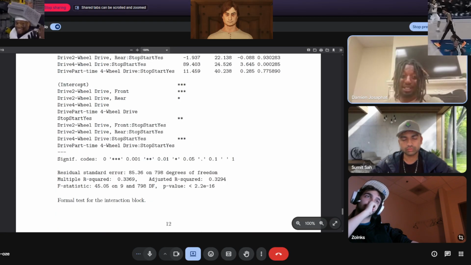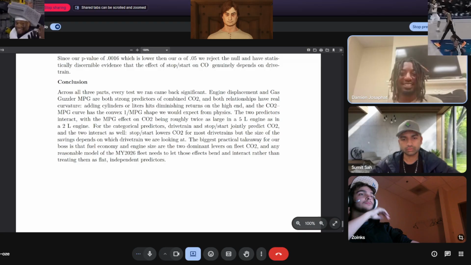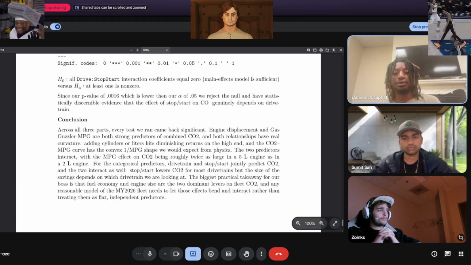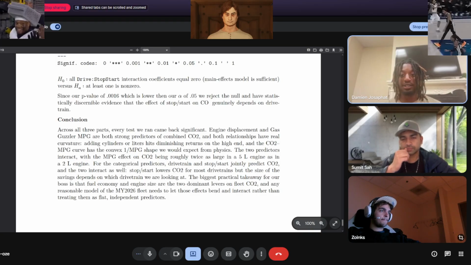So bottom line, engine size and miles per gallon are the dominant predictors. Both relationships are nonlinear, and both the quantitative and categorical predictor pairs interact with each other. So we believe a flat independent effects model would miss most of what's actually going on in this fleet.